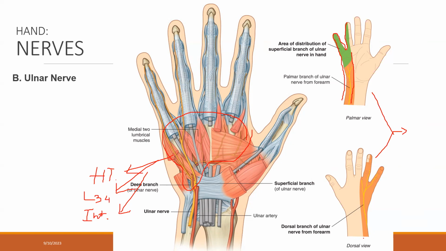Now, more extensively than the median nerve, the ulnar nerve also innervates a fairly large region of skin right here, on the dorsal surface of the hand. So that's all ulnar nerve innervated skin region. And you can feel it as well.